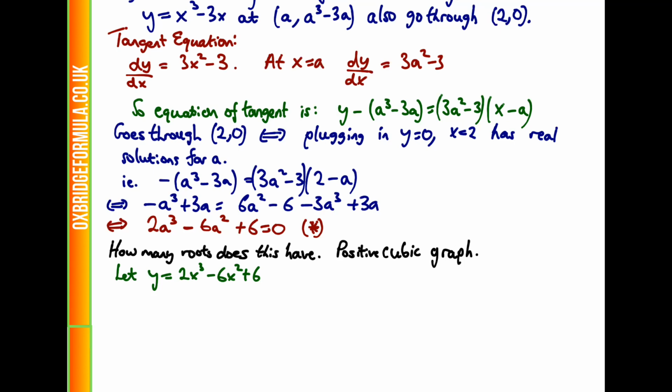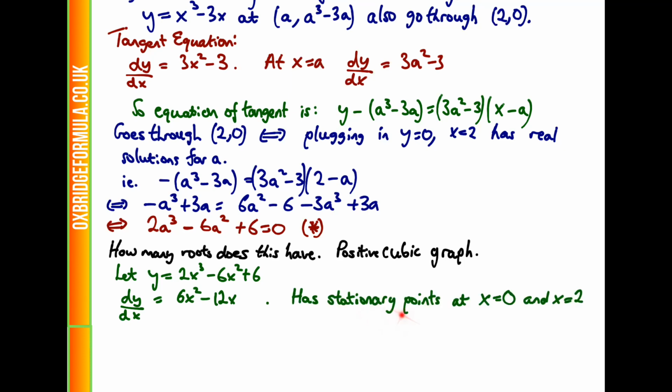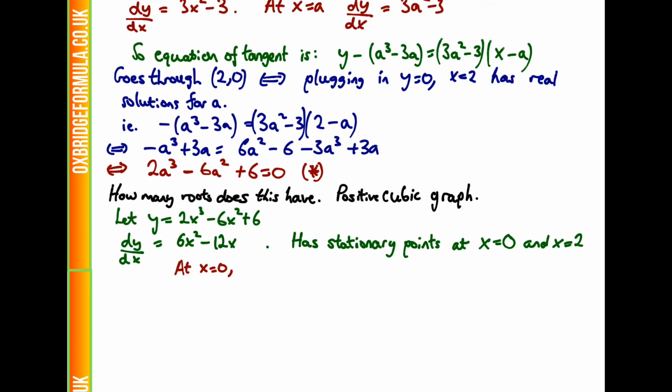So one thing we could look at is the number of stationary points and where they are. They would be when you work out the derivative, which is 6x squared minus 12x, which is exactly 0 when x equals 0 and x equals 2. So what would the y coordinates of these stationary points be? Well, at x equals 0, the y value would be 0 minus 0 plus 6, which is 6. And at x equals 2, it would be 2 times 2 cubed, which is 8, minus 6 times 4, plus 6, which is minus 2.